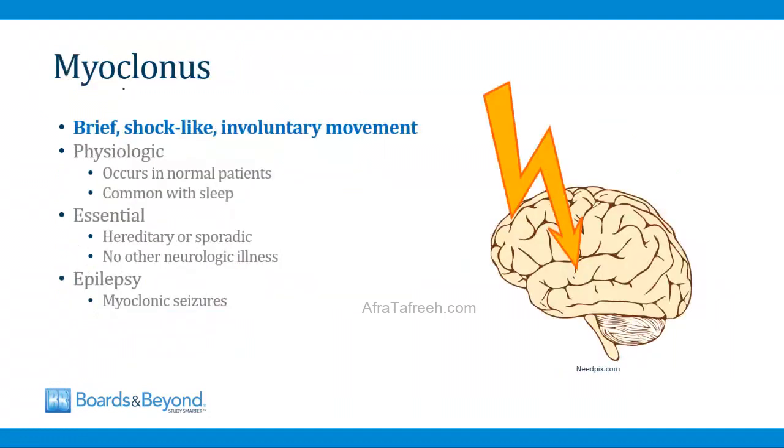Okay, our next movement disorder is myoclonus. Myoclonus refers to brief shock-like involuntary movements. Myoclonus can occur in normal patients, and when it does, it's called physiologic. This is common as people are falling asleep. You may have had this yourself.